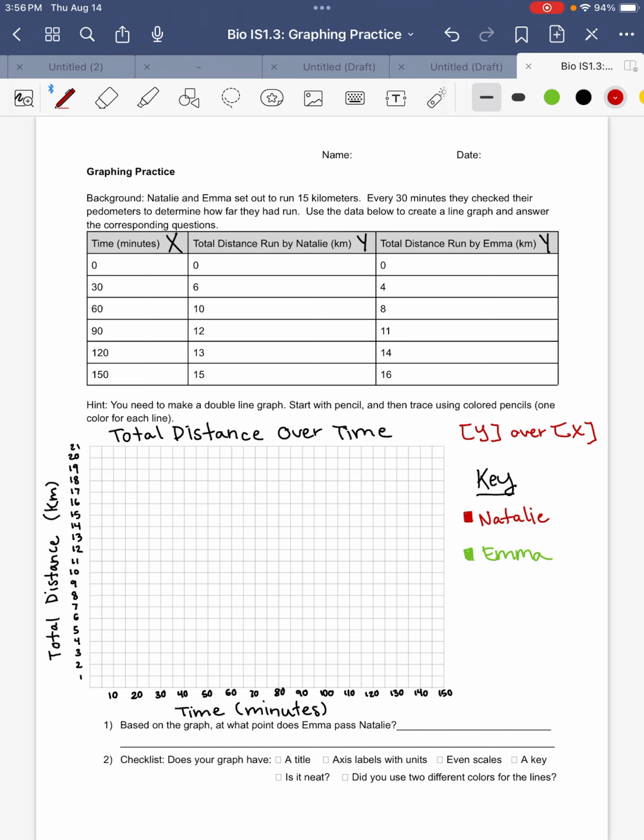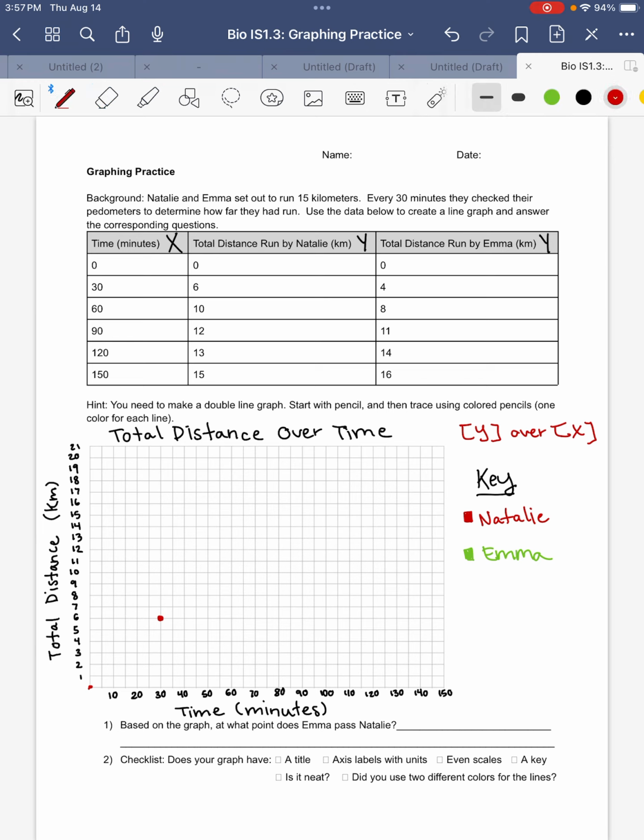So I'm going to start with Natalie. We can see that at time 0, Natalie has run 0 kilometers. So I plotted my first point there. Next it says at time 30, so we can find time 30 right here. Natalie has run 6 kilometers. So we can find 6, and I am going to plot my point right there at the intersection between 30 on my x-axis and 6 on my y-axis. I don't need these little lines. That was just my way of showing you where to plot the point.